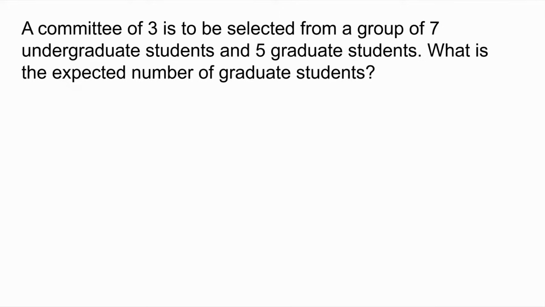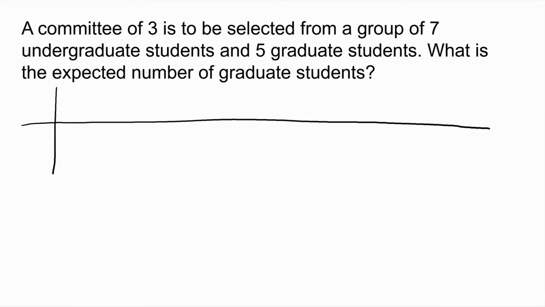Like any of our expected value problems, we'll start off with a table where we list all of the possible outcomes, the x's, and the probability of each of the possible outcomes, the p's. Since the committee is to be 3 people, there could be 0, 1, 2, or 3 graduate students on the committee. To find the probability of each of these occurring, we'll use combinations since we're selecting a group of people from a larger group of people where the order doesn't matter.